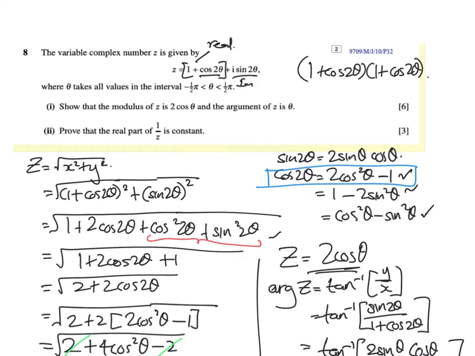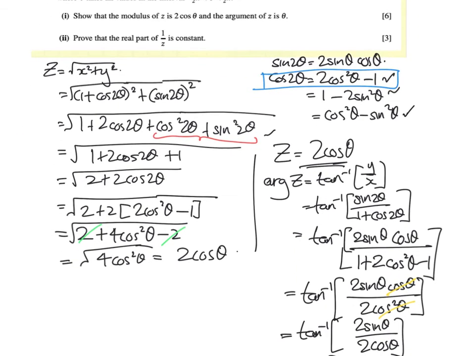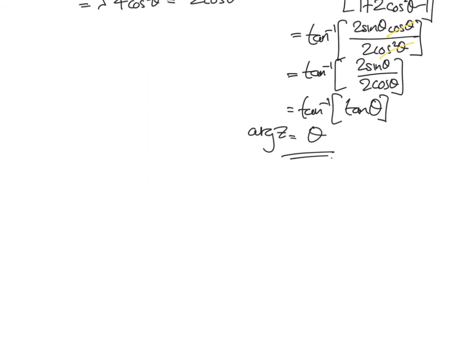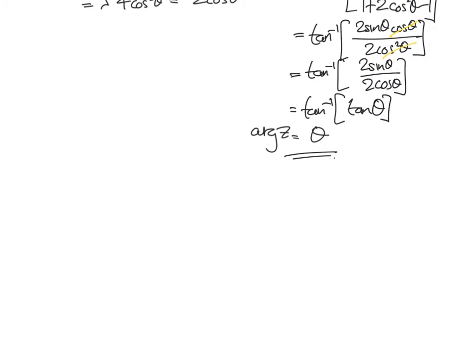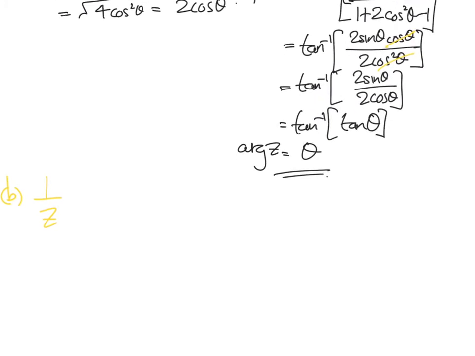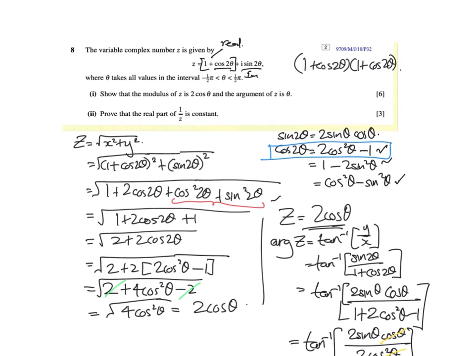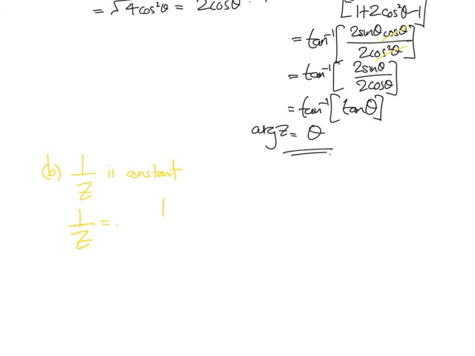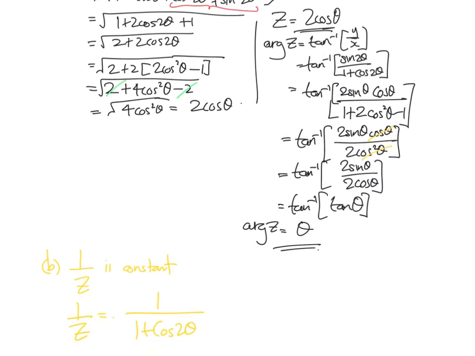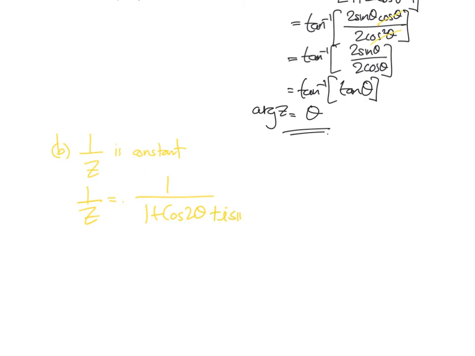Okay, next question. Prove that the real part of 1 over z is constant. So I'll change color. Part B. Prove that the real part of 1 over z is constant. 1 over z equals to, first of all, what's z? Z is 1 plus cos 2 theta plus I sine 2 theta, so it's 1 over 1 plus cos 2 theta plus I sine 2 theta.